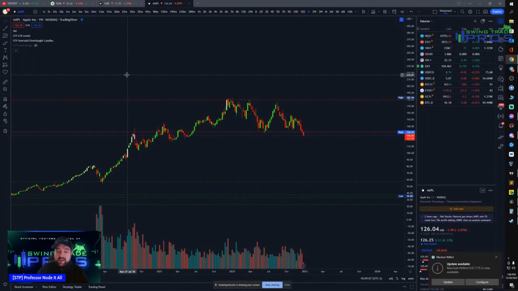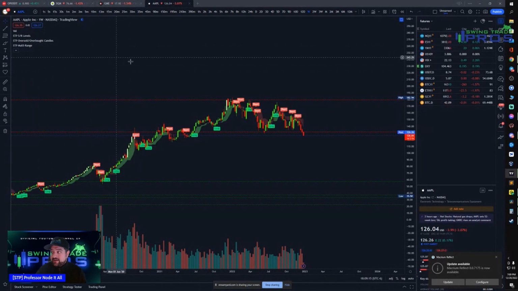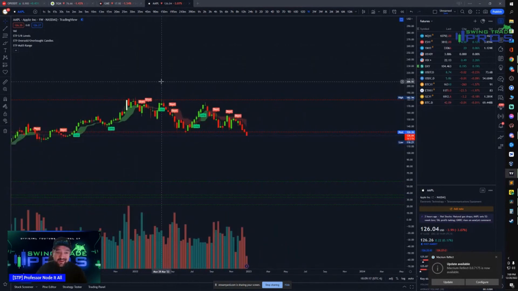I want to show you guys one of our indicators that we are releasing here soon. It's called the Multi Range Indicator, the STP Multi Range Indicator, that actually, if I had covered it in the previous video, maybe I would not have made the same mistake to try to long this at support.